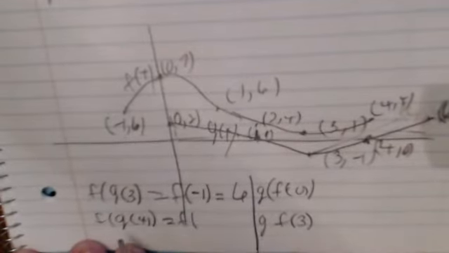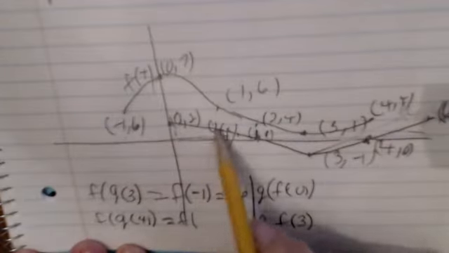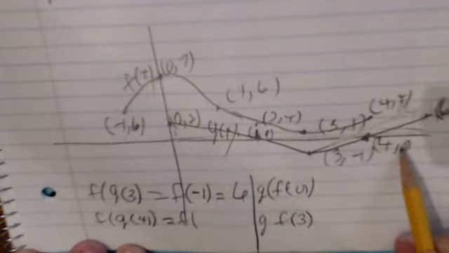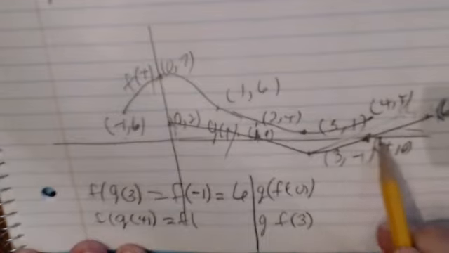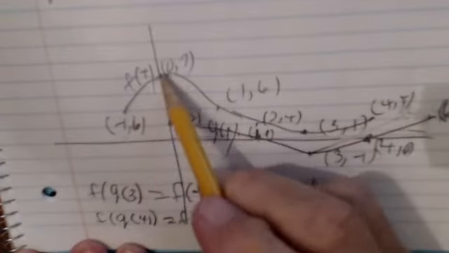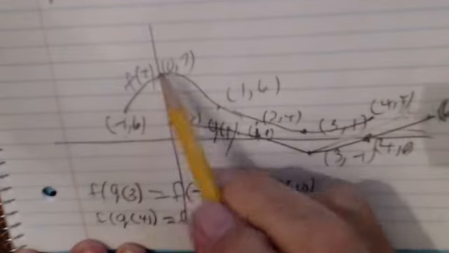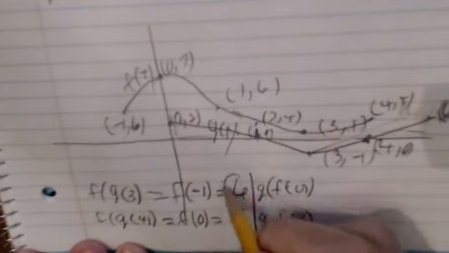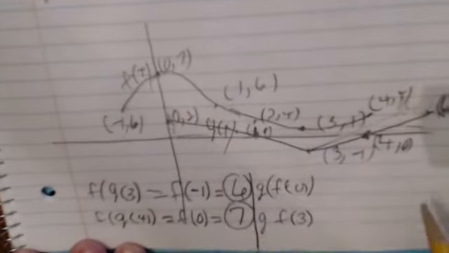All right. Then we want to find f of g of 4. Well, on the g function, g of 4 is 0. Okay. So now we're going to find f of 0. Well, when x is 0, y is 7 on the f function. I'm going to circle the answers.